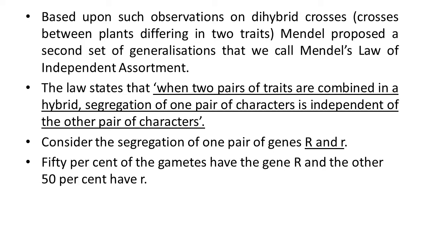Based upon such observations like the dihybrid cross, when crosses take place between plants differing in 2 traits, Mendel proposed a second set of generalizations that we know as Mendel's law of independent assortment. Now what exactly is the statement of this law? If you remember, in the monohybrid cross also 2 laws were proposed by Mendel, the law of dominance and the law of segregation. By studying the dihybrid cross experiment, once again the law of independent assortment was given by Mendel.